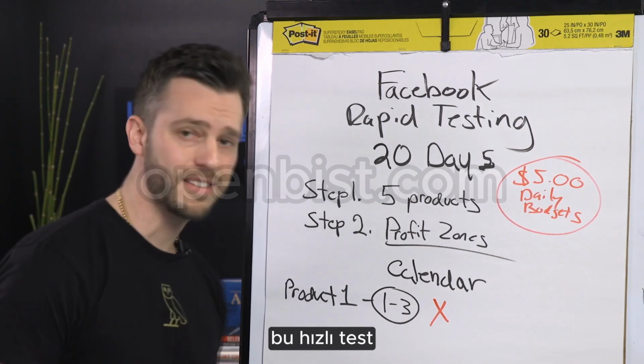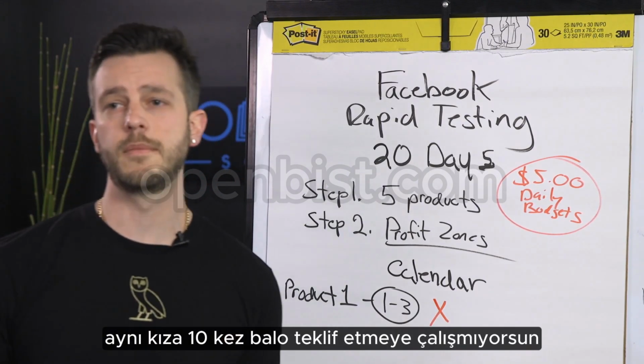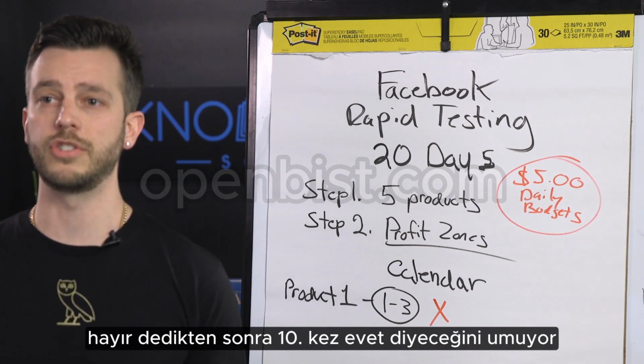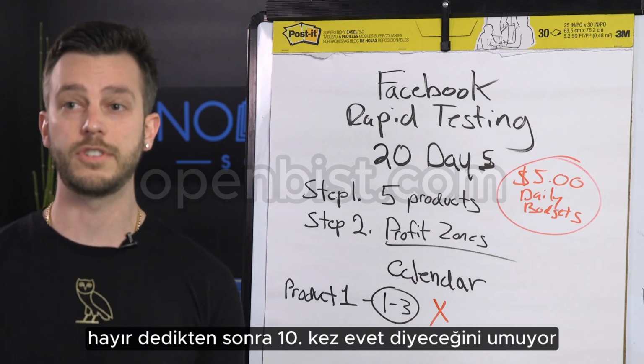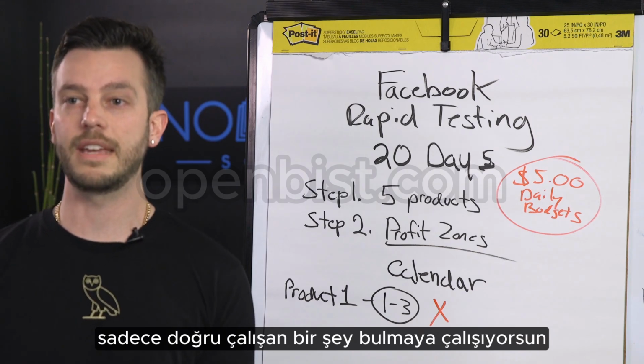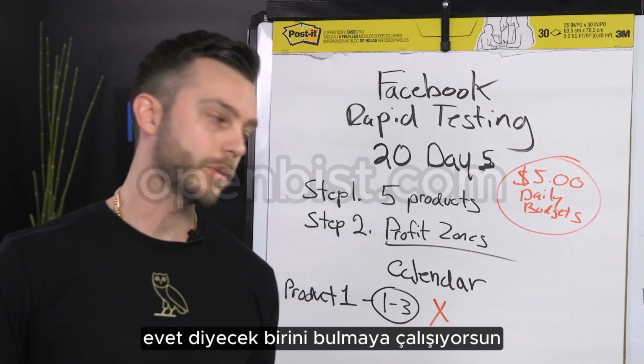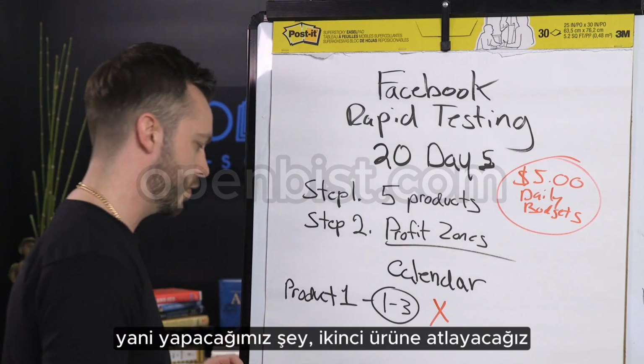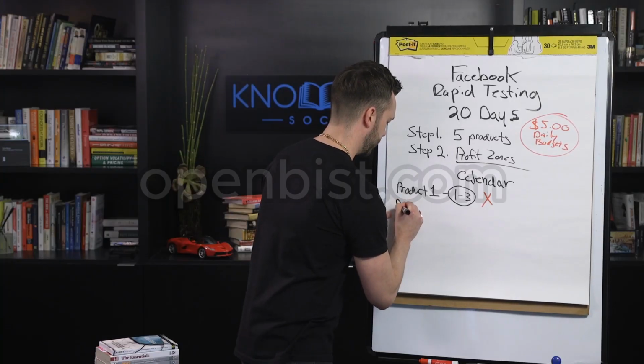This is rapid testing. You're not trying to ask the same girl to prom 10 times hoping that she's going to say yes on the 10th time after she said no 9. What you're trying to do is just find something that works, right? You're trying to find someone that will say yes. So what we're going to do is jump to product 2.